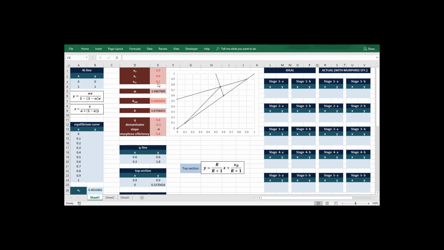Going to the equilibrium curve, we need to compute first the y values by using the formula y equals alpha x all over 1 minus the quantity of 1 minus alpha times x. I will just drag this down and it will automatically calculate the other y values. Since we are done, we can now add it to the plot.